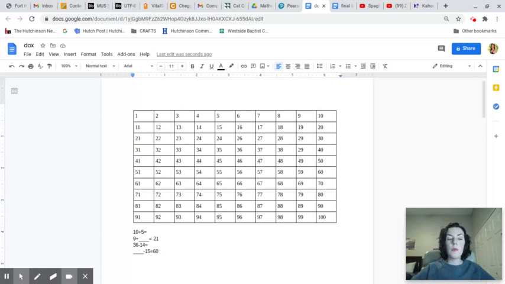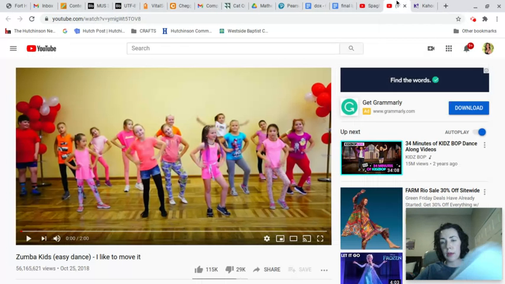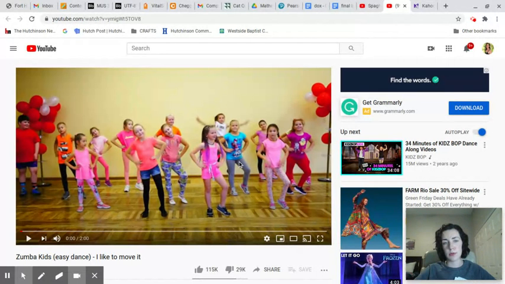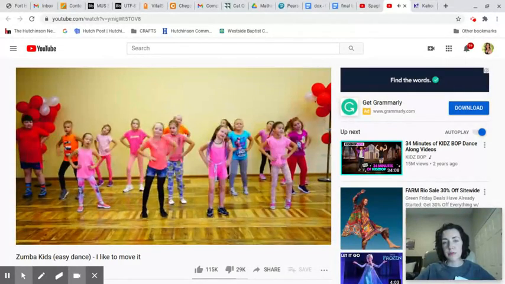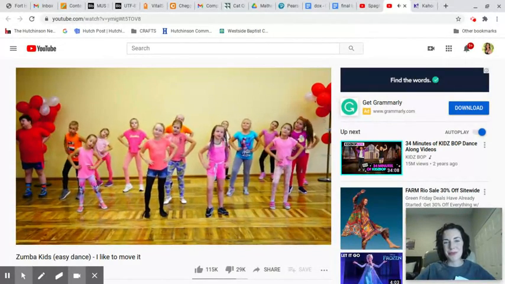And then moving on, we do a little bit of brain break. I have Zumba that I would pull up on my screen, share with them. I would get up and do this with them. It's just a little Zumba dance for kids. It's pretty fun. The teacher should do this with them though.